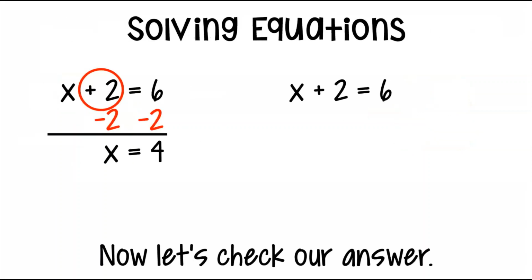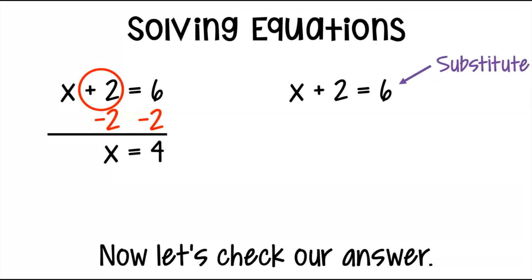Now let's check our solution. So we've done all the work on the left-hand side, and I've just rewritten the equation so that we can check it. If we got the right answer, when we substitute it back in for the value of the variable, we should find that we get the same number on both sides of our equation. So let's take a look.